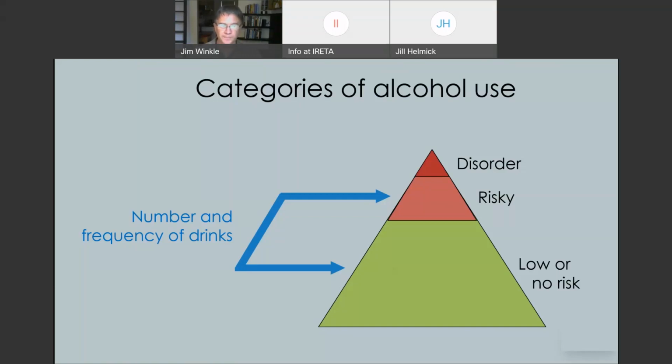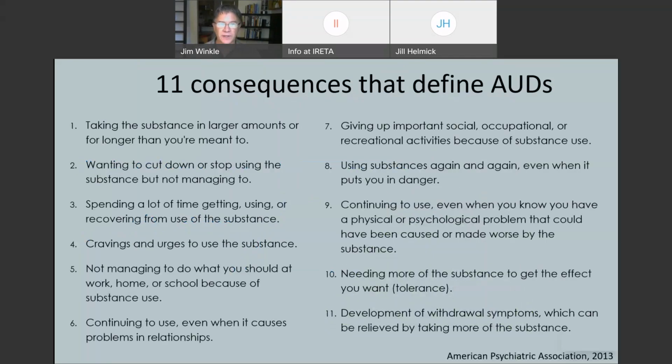And then disorder is defined with the DSM-5 as basically number of consequences, technically in the last year. So we're going to focus on the risky category today, and that's because disorder is defined by consequences described here that don't really mention gender. So they don't really exclude people.